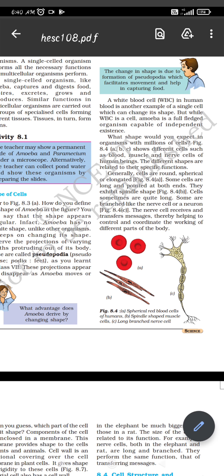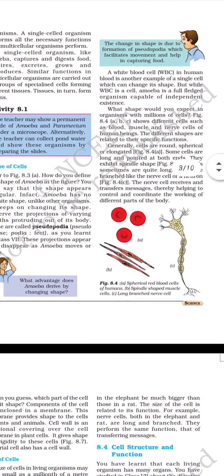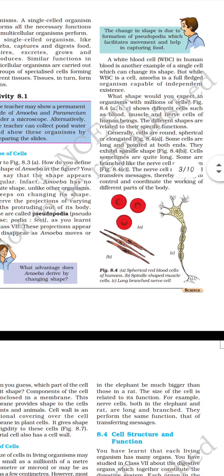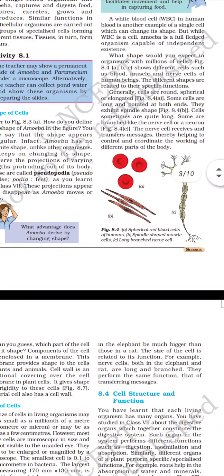But if these are the examples, then there are billions of cells present inside us. Then what about the shape of these cells? These billions of cells have different specific functions and different shapes also. But we can say that generally cells are spherical, round, or elongated. And some of these cells are long, pointed, and some of them also exhibit spindle shapes.